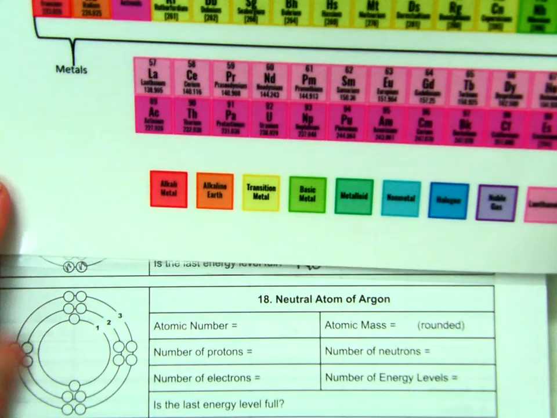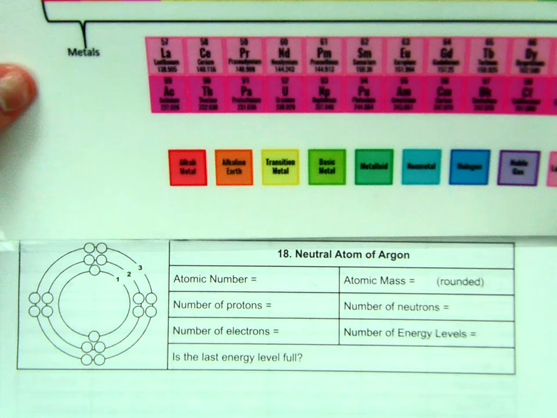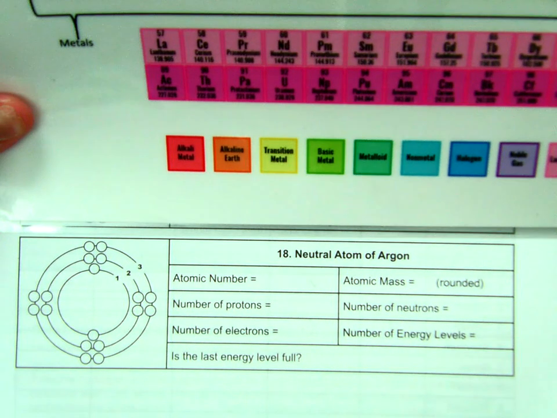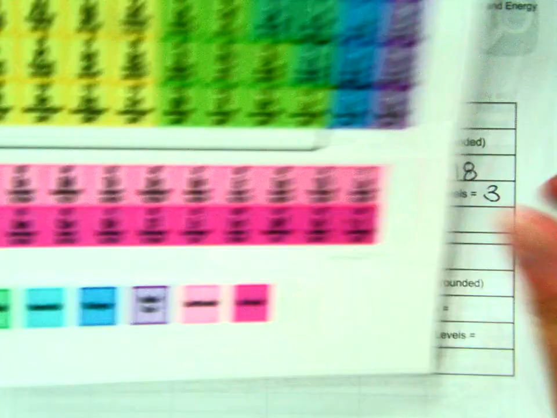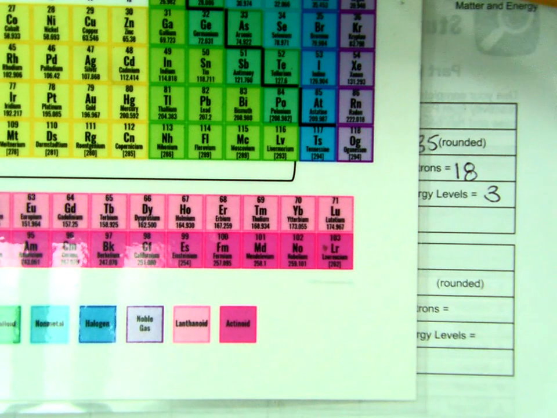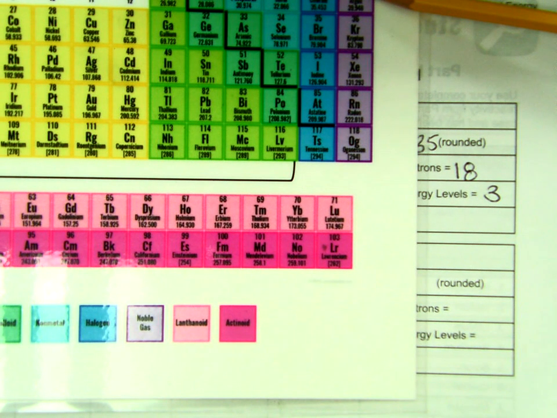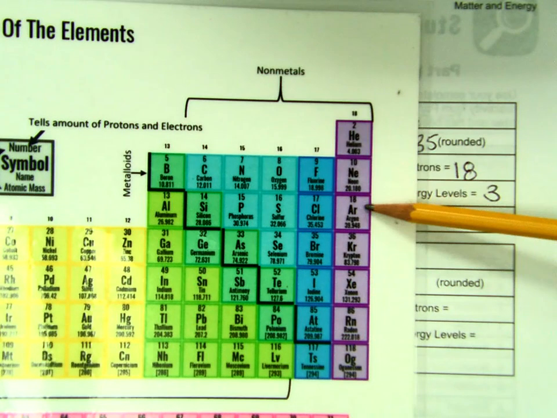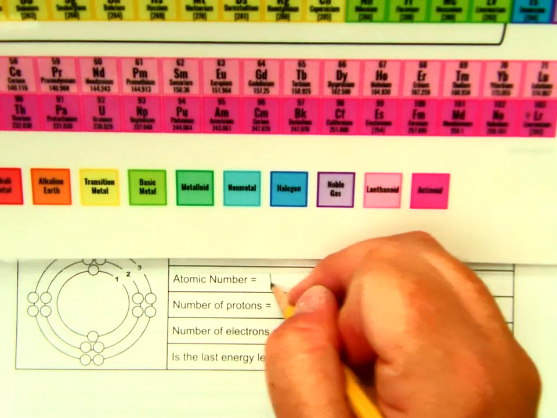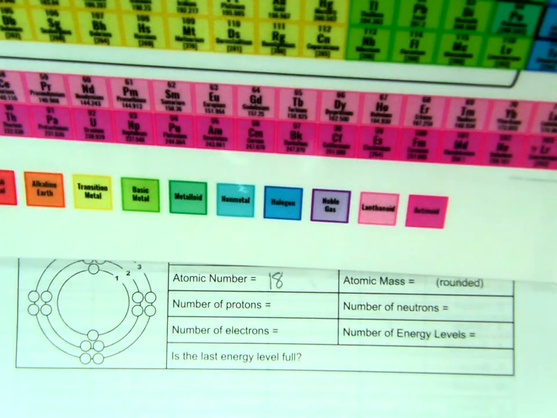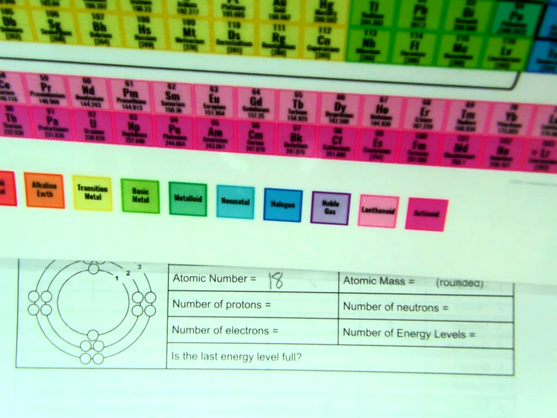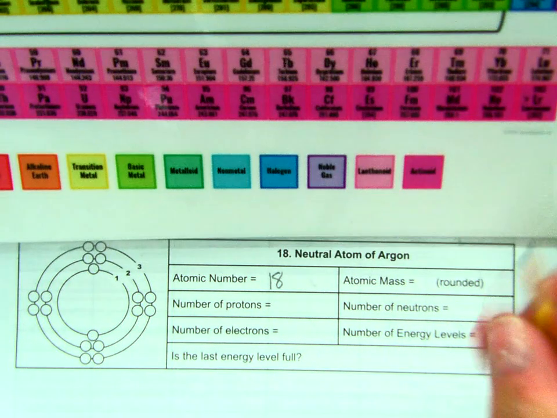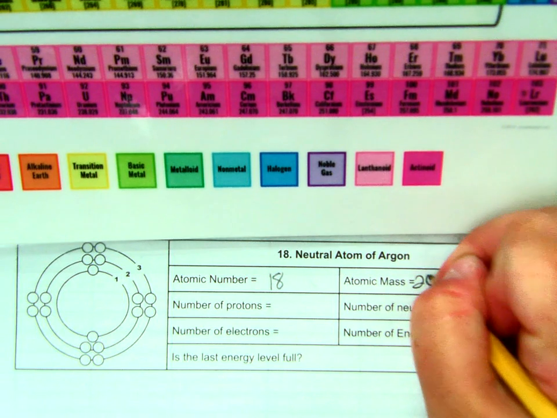Argon. So, argon is a gas. It's going to be all the way over on the last column. We're going to go down. Argon is number, oh, you can't see that. Sorry, guys. I'm going to come down. Argon is number 18. So we're going to write 18. And its mass is 39.9. So we're going to leave it at 40.